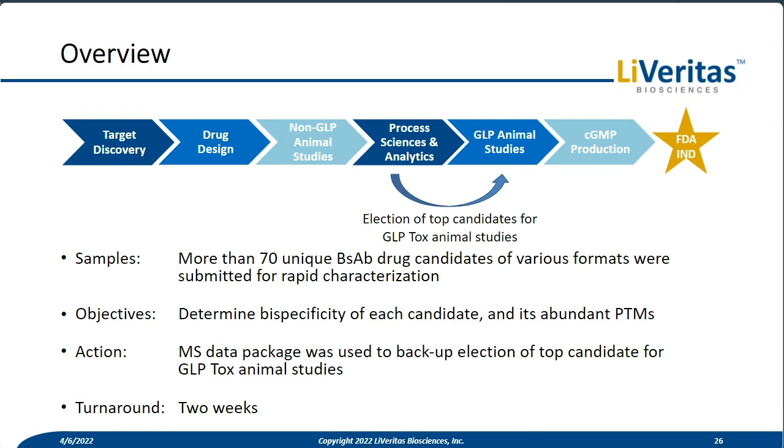Together with this, they also wanted to identify some of the abundant PTMs, or post-translational modifications, of the 70 unique bispecific antibodies, trying to screen if any of these are important, presumptive CQAs, critical quality attributes. And so the MS data package that will be generated will be used to back up the selection of their top candidates for GLP tox animal studies. The turnaround time for this particular exercise was 2 weeks from submission of samples to preliminary results.